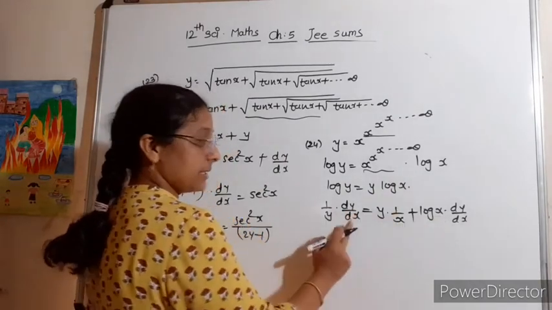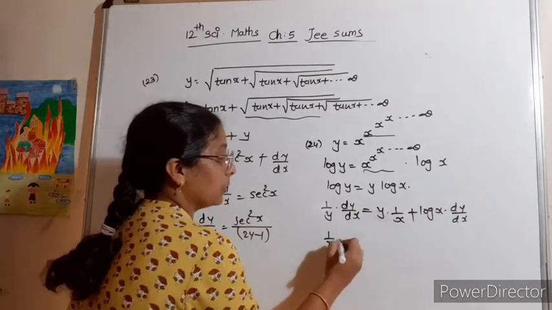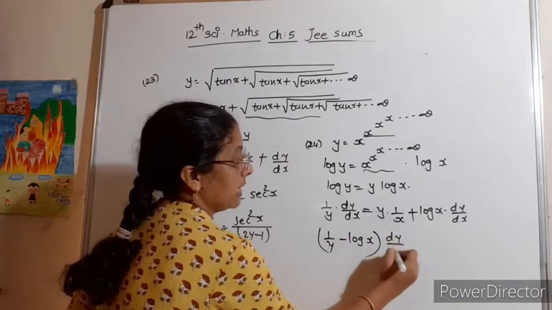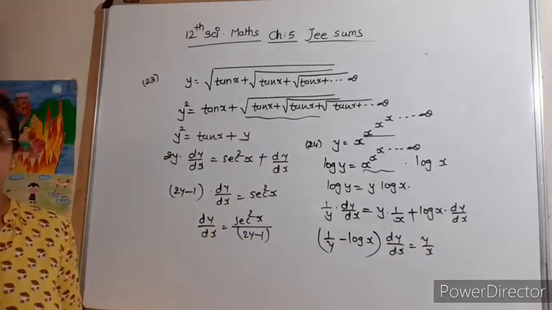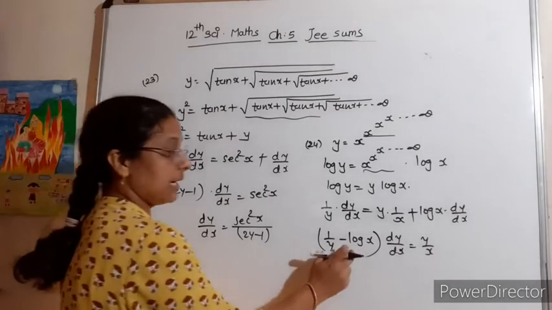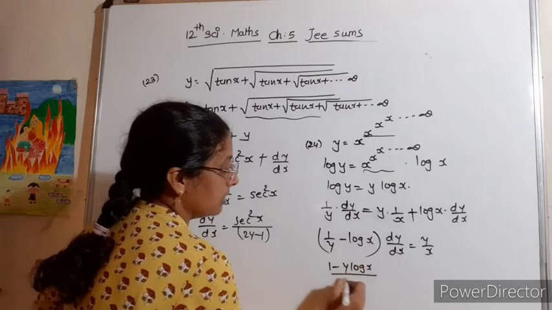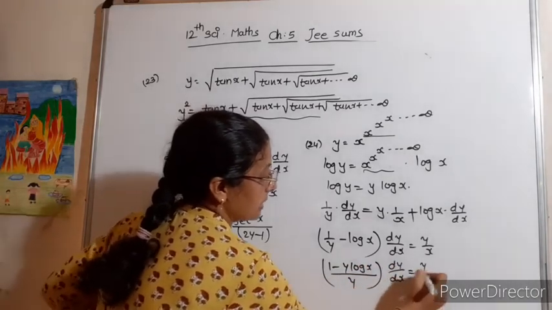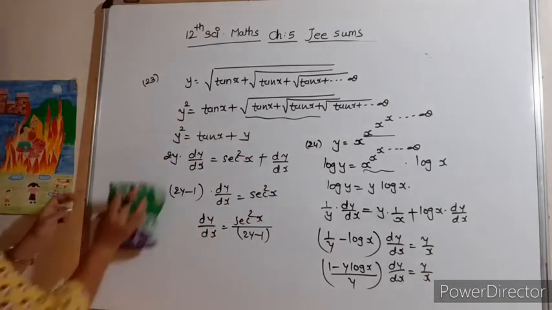Now dy by dx, coming to this side, take it common, so that it becomes 1 upon y minus log x, times dy by dx, equals y by x. So take LCM here: 1 minus y log x upon y, times dy by dx, is equal to y by x. So now what is your final answer?